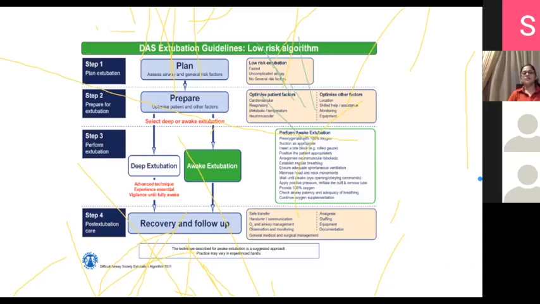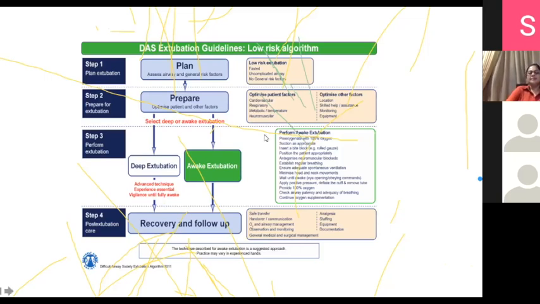Pre-oxygenate with 100% oxygen. Suck out for any secretions, preferably under direct vision. Insert a bite block if you think it's required. Position the patient in the most appropriate position which you would think is ideal for the patient. Semi-recumbent is fine. And antagonize the neuromuscular blockade. Establish regular breathing. Ensure that the patient adequately.